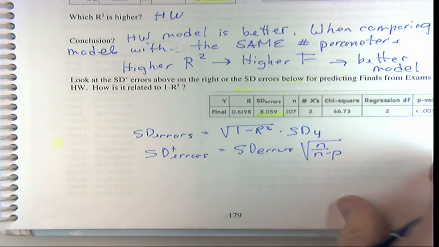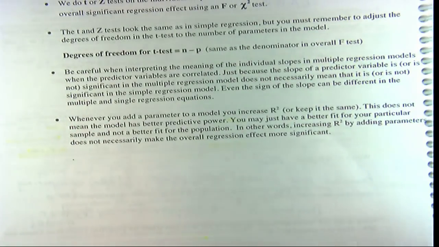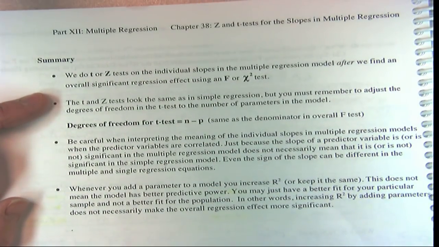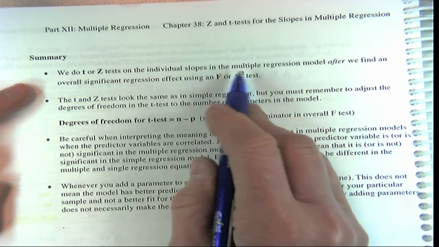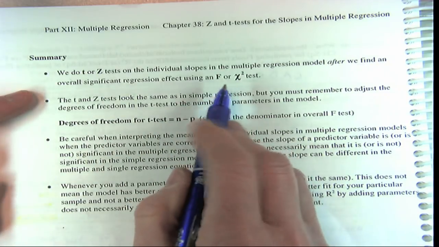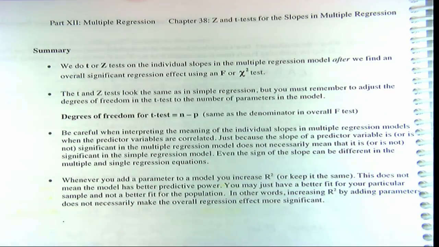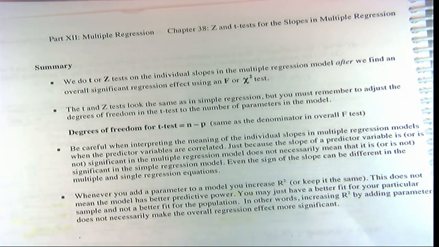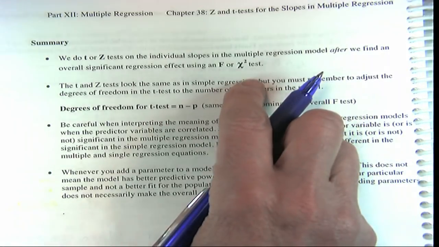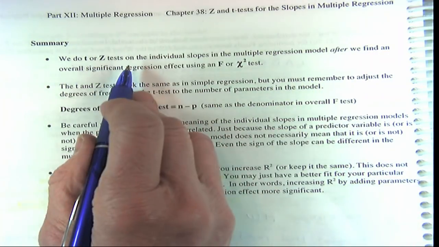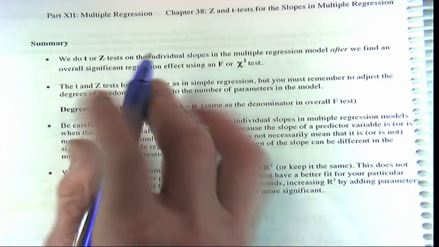All right, I think that's pretty much it. And let's just see what we have in the summary, and then we'll be done. We do T or Z test, okay. So we do the T or Z on the individual slopes after we found the overall. If we see that F or chi-squared, the overall regression, this is on page 180, if we see that we've got significance there, then we look at the individual slopes and we do T or Z tests, just like we did before, all right?